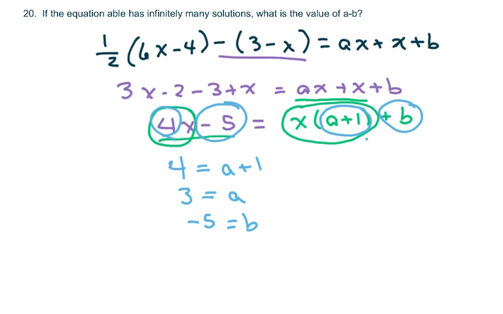And now what are they asking? What's the value of a minus b? So we have a minus b equals 3 minus negative 5, which equals 8.